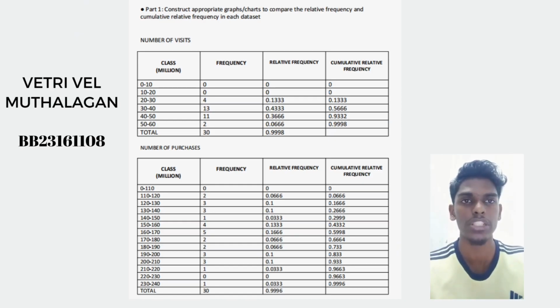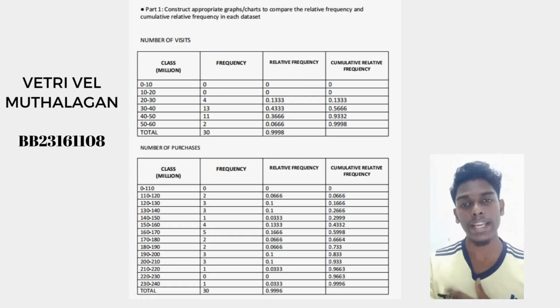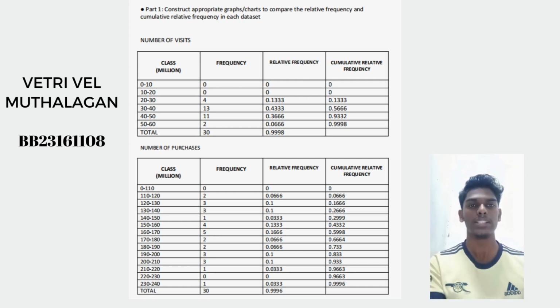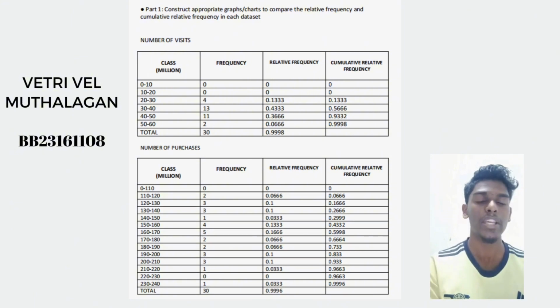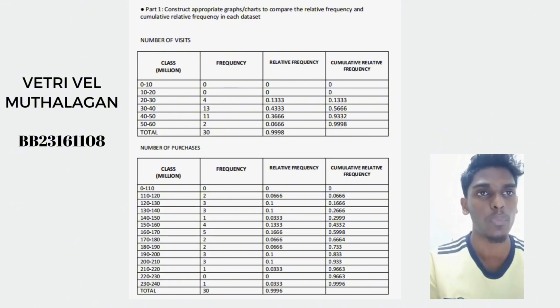First of all, I would like to introduce myself. Vetrivel Muttalagan, matrix number BB23161108. I'm here to present the first part of the group assignment 1, which is to construct appropriate graph charts to compare the relative frequency and cumulative relative frequency from each data set.